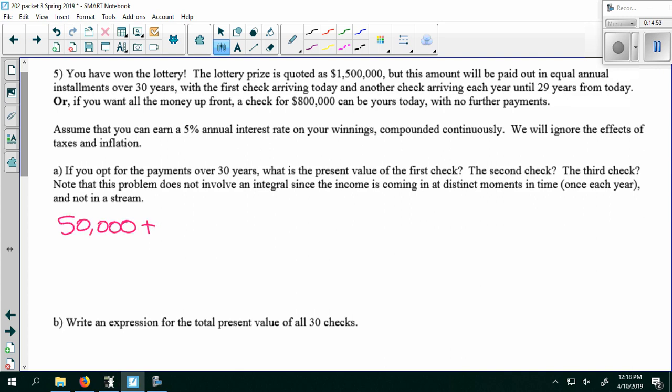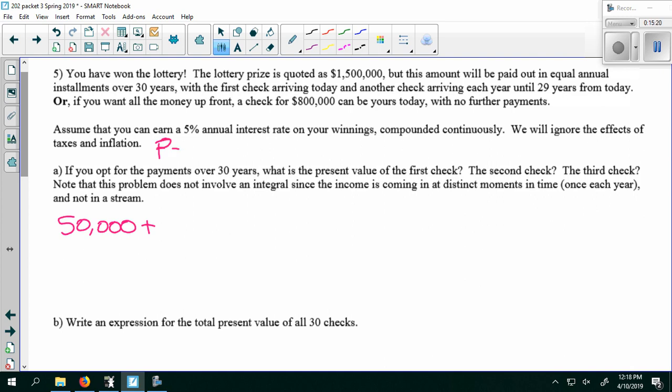Now my second check is also a check for $50,000, but I'm not going to get it for a year, which means that its present value is less than $50,000. Because if they gave me money today, I could invest it for a year and let it grow to $50,000. So the present value of $50,000 is something smaller than $50,000.